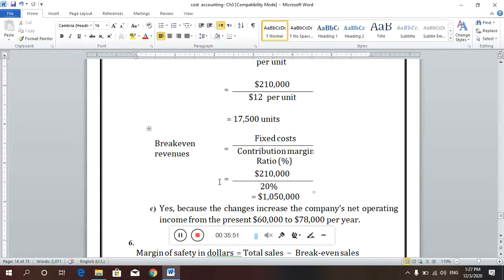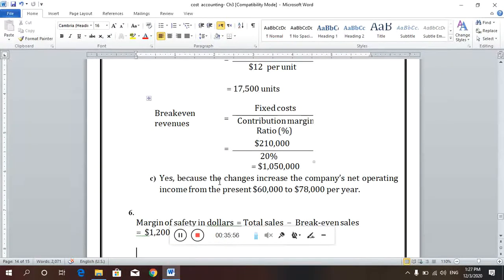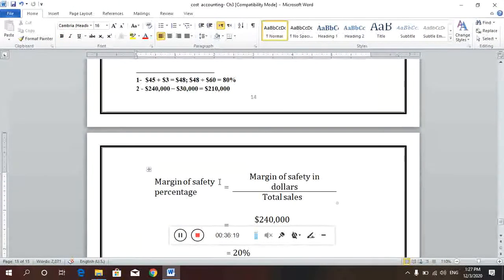Number 6: compute the margin of safety. The margin of safety in dollars is total sales minus break-even sales. Total sales and break-even sales are given, so you subtract one from the other. The margin of safety in dollars will be $240,000. The margin of safety percentage is the margin of safety in dollars divided by total sales, which equals 20%.